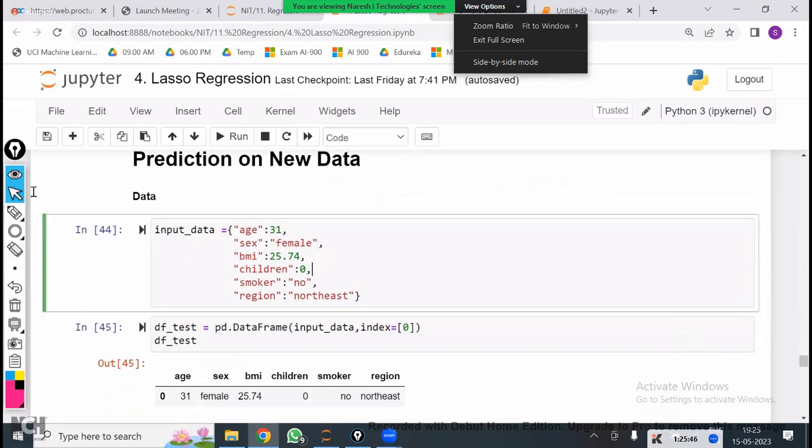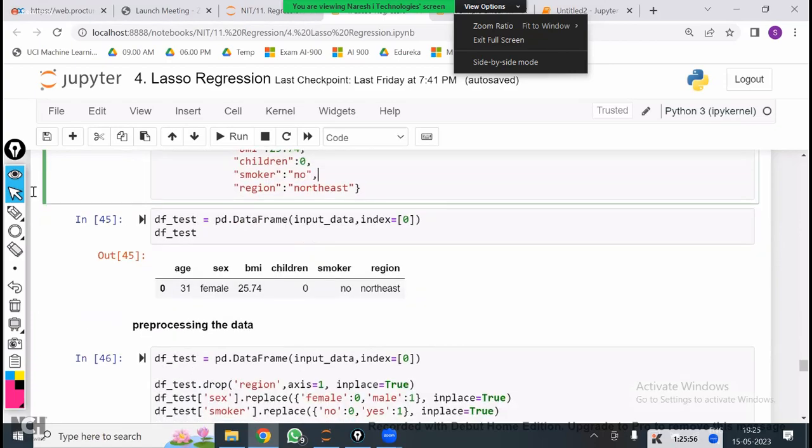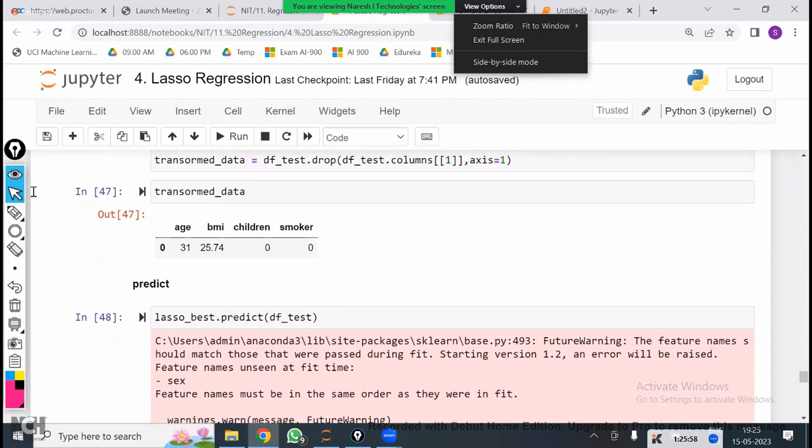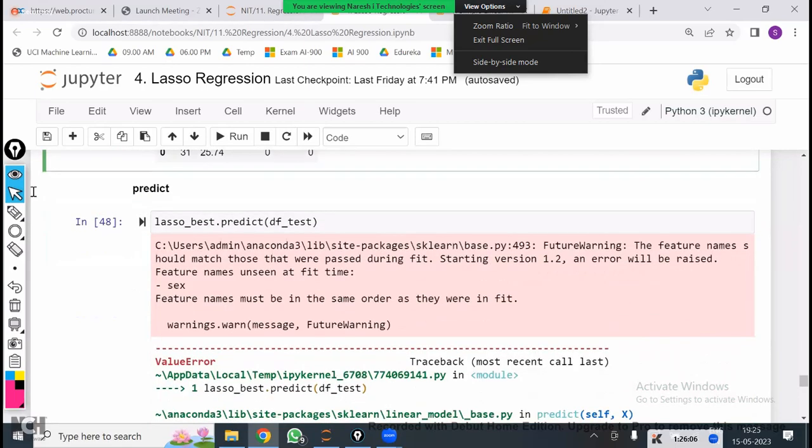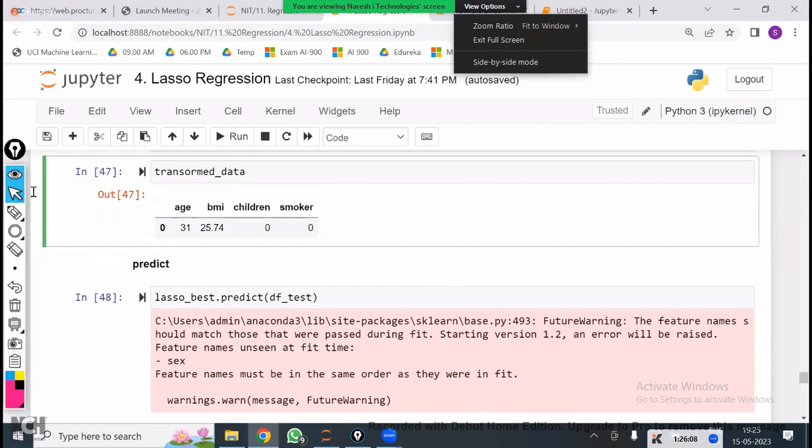For a new data of age 31, gender female, BMI, children, and so on, what is the expected value? I'm not going to use model.predict on the input data directly. Whatever the model is, I'm going to give model.predict on the transform data. Once I give the transform data, I'm going to get the expected answer.